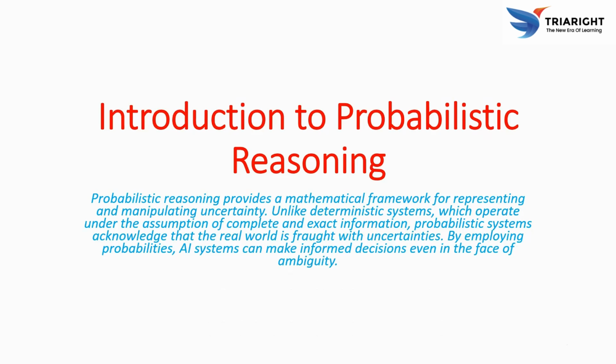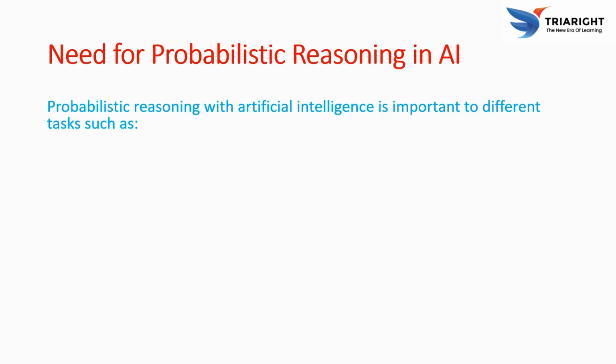So in this sense, probabilistic reasoning is a pragmatic and powerful approach for AI to tackle the inherent messiness and unpredictability of the real world, allowing systems to operate intelligently on imperfect information. So, the need for probabilistic reasoning in AI.